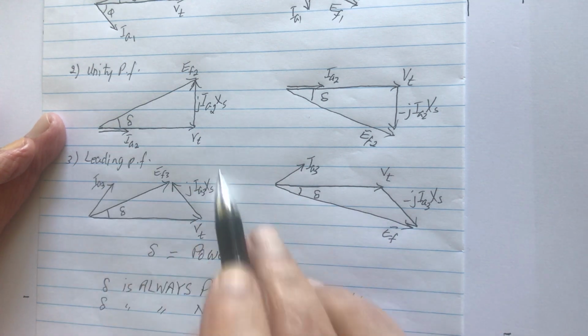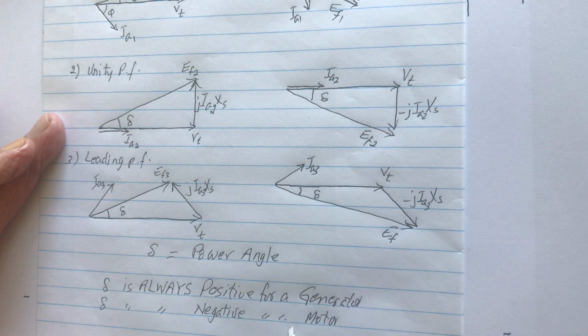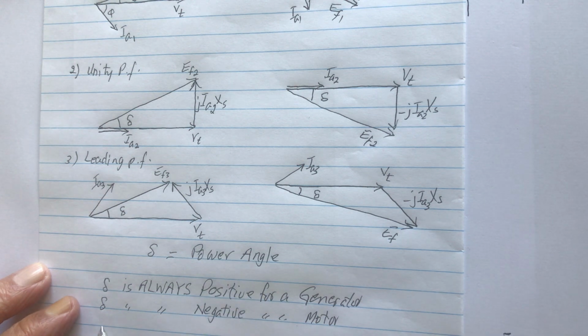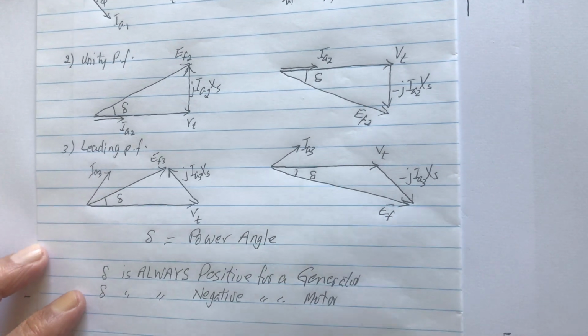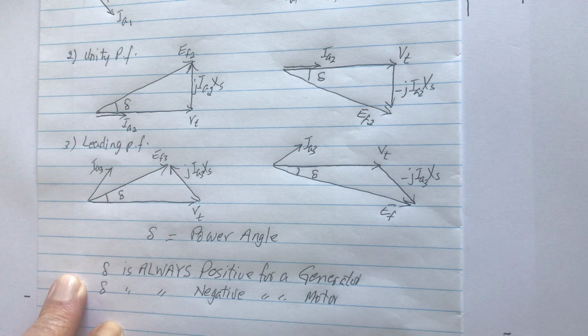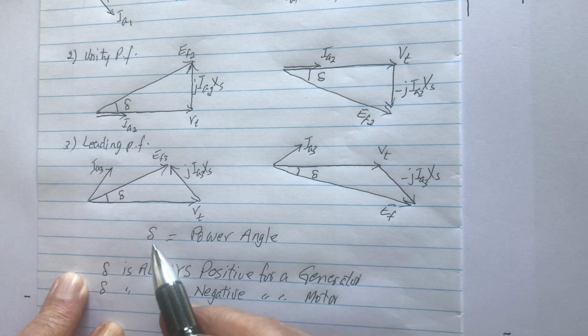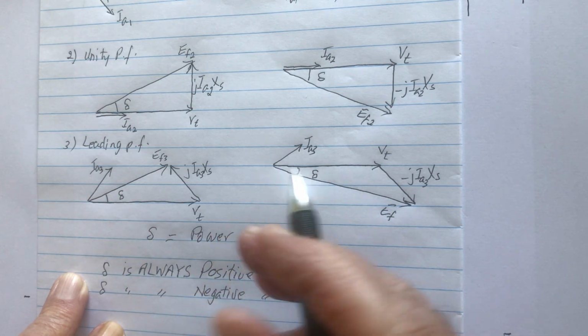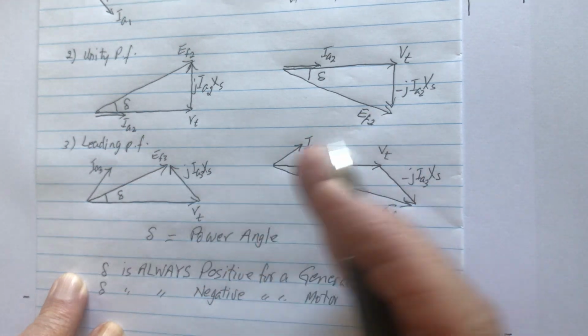Delta in all cases is a very important quantity, and delta is called the power angle. Delta is always positive for a generator, and delta is always negative for a motor. I'll repeat this again. Delta is always positive for a generator, and delta is always negative for a motor. Actually, this has some physical meaning in the operation of the machine, which is beyond this course.